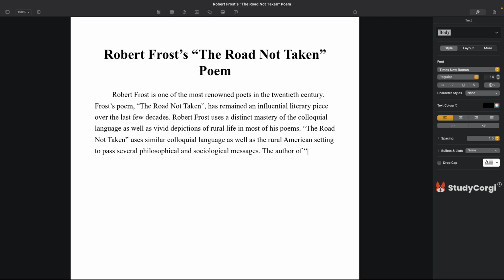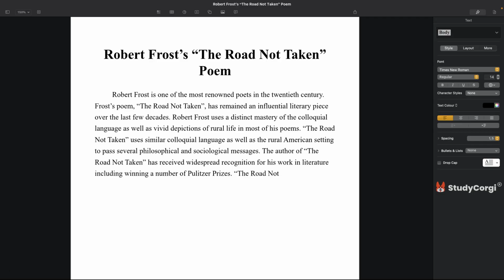The author of The Road Not Taken has received widespread recognition for his work in literature, including winning a number of Pulitzer Prizes. The Road Not Taken is a poem that explores the choices that a person makes in life. In several instances, the title of Frost's poem has been mistaken for The Road Less Traveled.